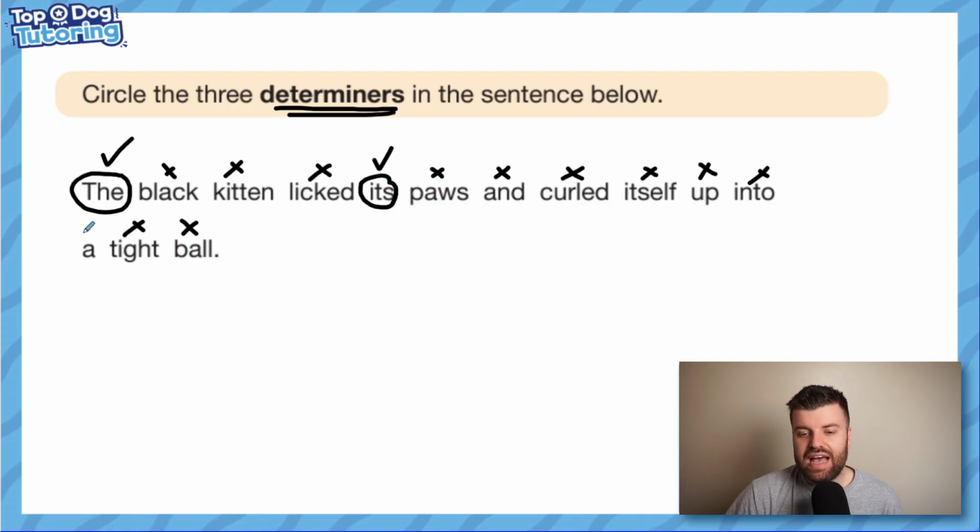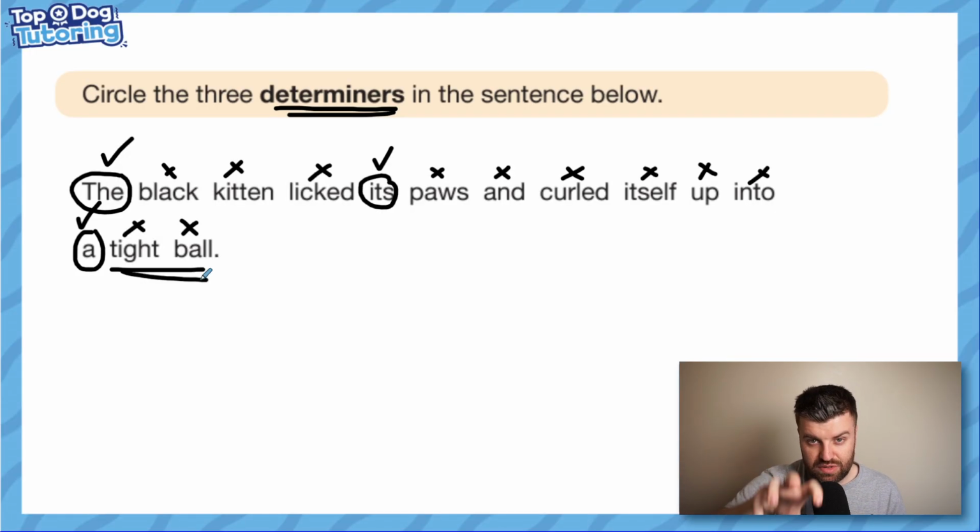That's a determiner. And then down here, a tight ball. That's determining what the tight ball is. It goes before a noun, or in this case, a noun phrase. Tight ball with an adjective. But looking for that noun is always going to help us with determiners. So if you're ever trying to find determiners, spot where the nouns are in the sentence and then look before it.